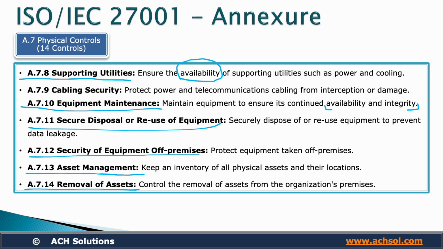The next one is removal of asset. This one asks to control the removal of assets from the organization's premises. Let's understand it with an example. If employees have company laptops, whenever they take them off site, they need to take approval from the company, and whoever is responsible for those laptop assets needs to sign off that yes, you are authorized to take it outside. And also there has to be some mechanism to track the location of those devices if needed.